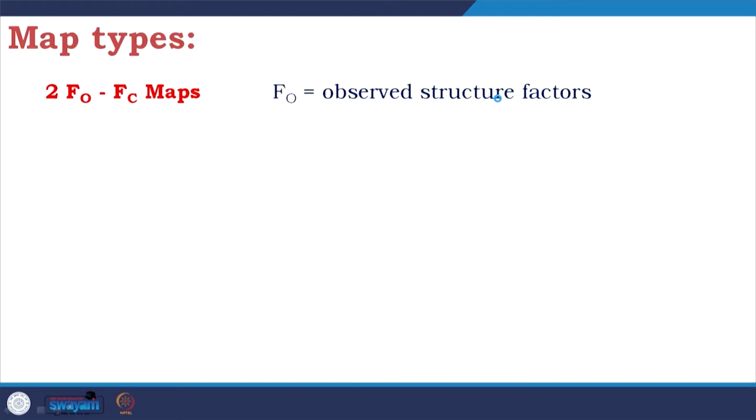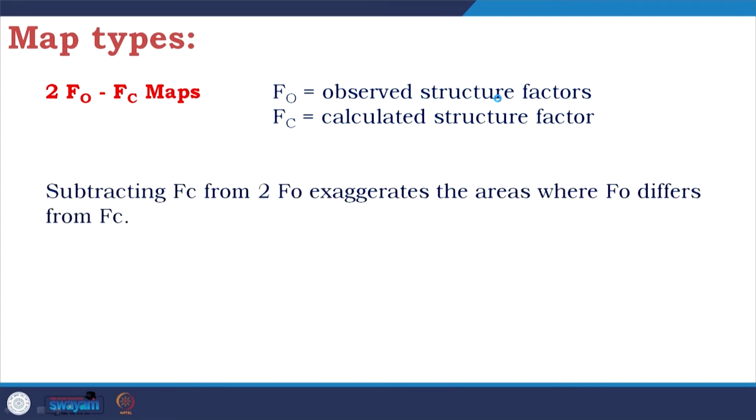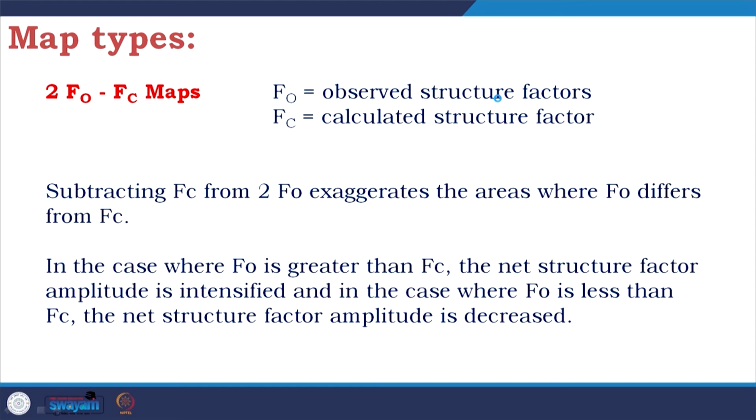Map types: 2 Fo minus Fc map. Fo is observed structure factor, we talked about this. Fc is the calculated structure factor. Subtracting Fc from 2 Fo or F obs exaggerates the areas where F observed differs from Fc. In the case where Fo is greater than Fc, the net structure factor amplitude is intensified, and in the case where Fo or F observed is less than Fc, the net structure factor amplitude is decreased.